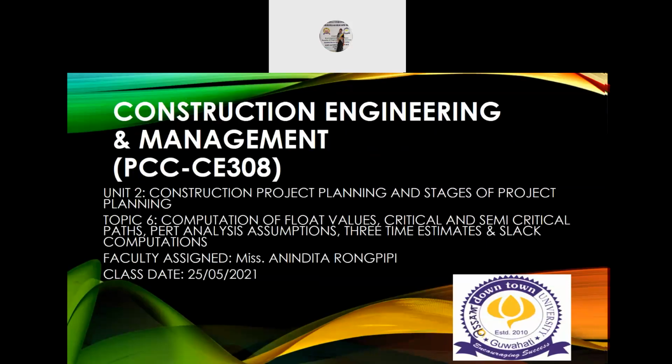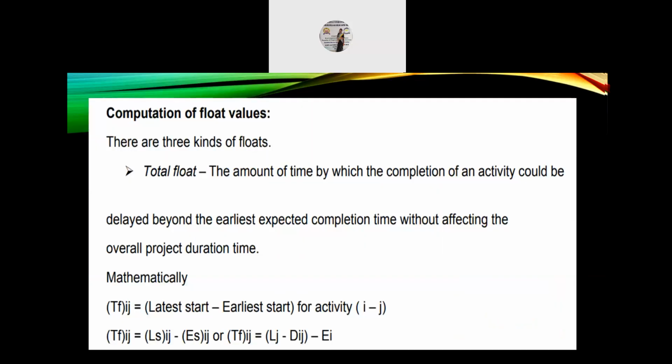So hello students, we'll continue with unit number 2 and topic number 6, which is computation of float values, critical and semi-critical paths, PERT analysis assumptions, free-time estimates, and slack computations. The computation of float values: there are three kinds of floats.